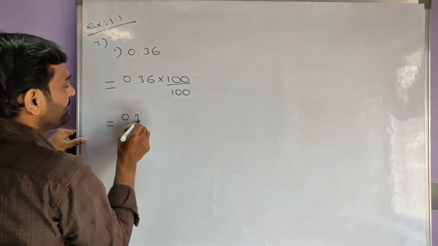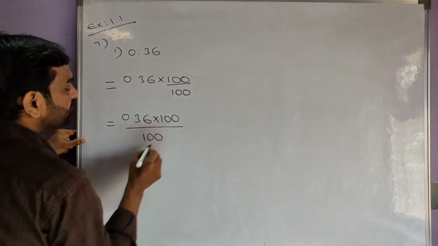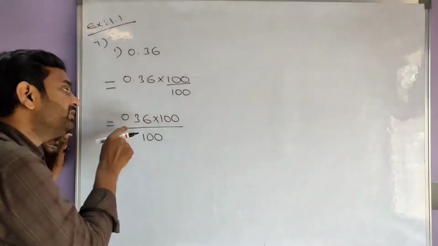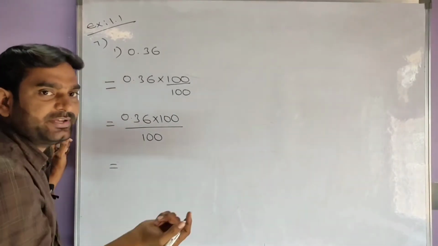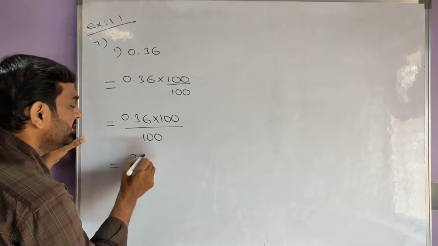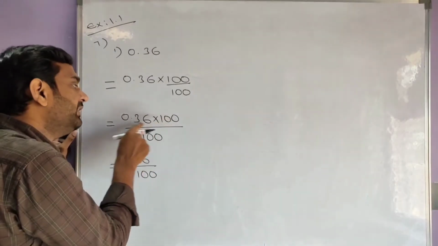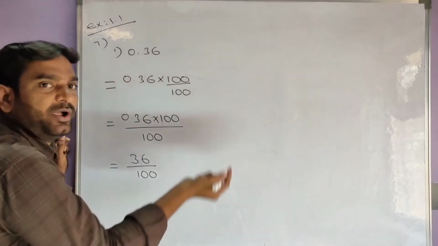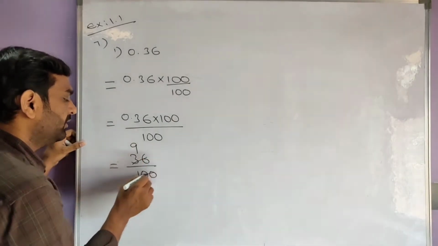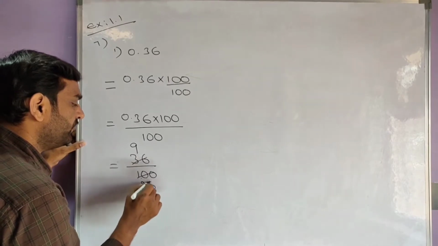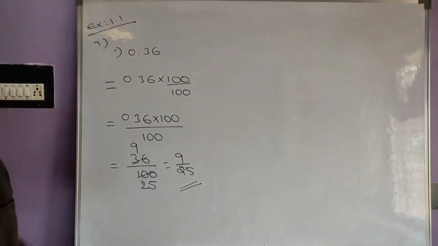0.36 into 100, by 100. Listen, if you multiply with 100, point comes here: 36.0. 36.0 is nothing but 36. So we can write 36 by 100. If you multiply with 100, point moves two digits after 36.0. 36.0 is 36 by 100. Now cancel this. 4 9s are 36, 4 2s are 8, 20, 4 5s are 20. We got 9 by 25. This is the p by q form of 0.36.